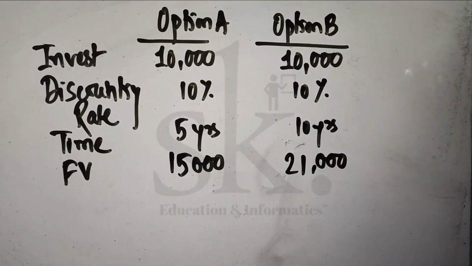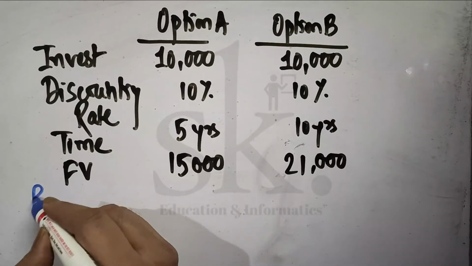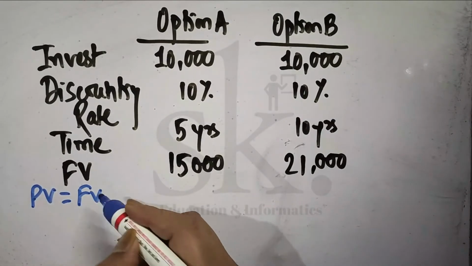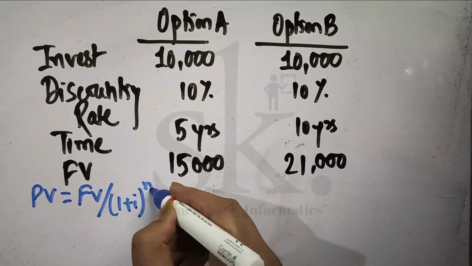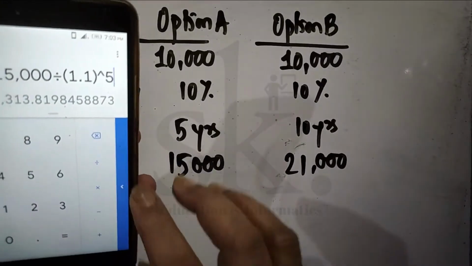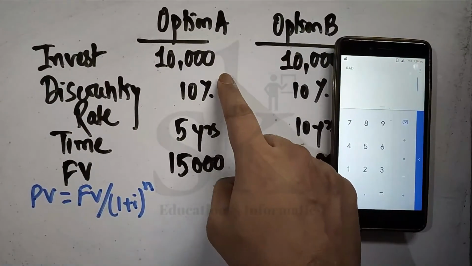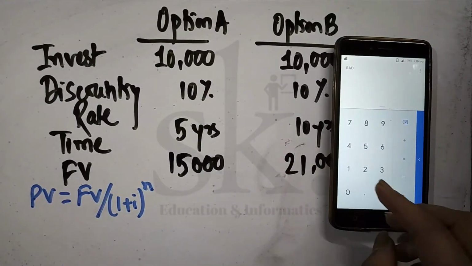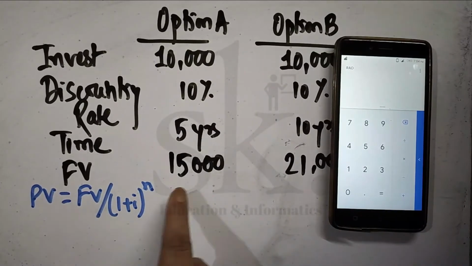Let's calculate. So what is the formula which we are going to apply? The formula is that present value will be equal to future value divided by (1 plus i) to the power n. This is the particular formula which we are going to apply. So we use a calculator to find it. For option A, 10,000 rupees invested at 10% for 5 years, the amount we are getting is 15,000. So future value is 15,000.